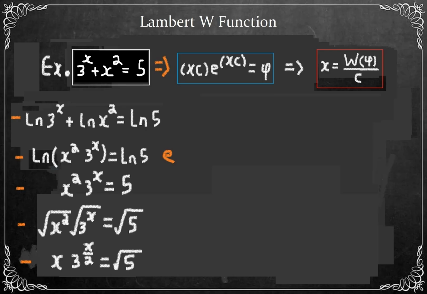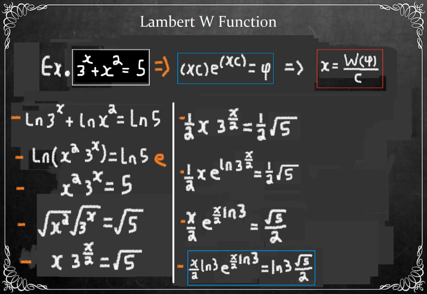So if you recall the Lambert W function, those are the two terms that we want to make equal. And if you notice, in the exponent, there's a half. So we have to divide the x with a half. And we have to do the same on the right.